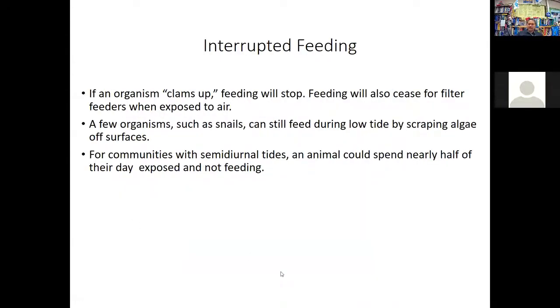All righty. Interrupted feeding, I mentioned earlier. It happens for filter feeders. A few organisms, such as snails, can still feed during low tide by scraping algae off surfaces. That's how they typically eat, but when they do that, there's a higher chance that they could dry out. For communities with semi-diurnal tides, animals would spend nearly half of their day exposed and not feeding, so they're going to have some type of physiological mechanism to cope with that.